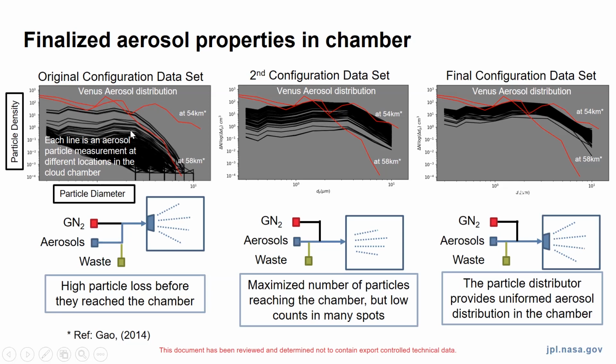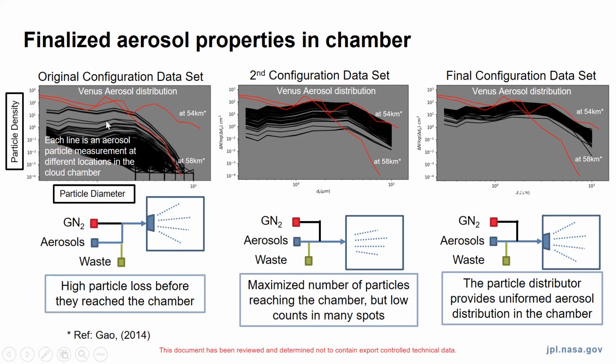And so we had 3 different tests we tried. Our first configuration, which you saw in an earlier photo, has the aerosols coming in and making a 90-degree bend, and then another 90-degree bend through the particle into the box. And as you can see in this image right here, we're getting a lot lower particle count than what we want to simulate the Venus environment.